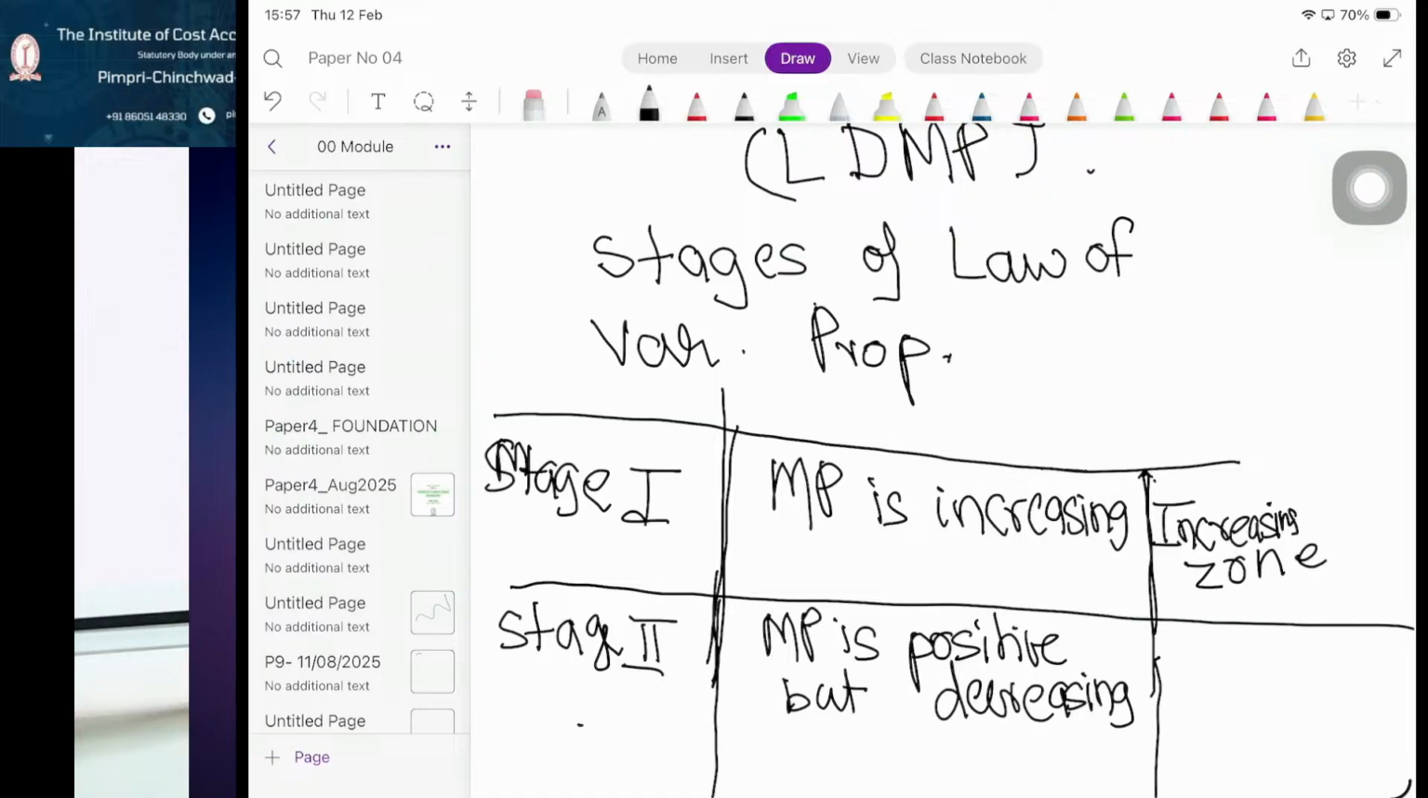Okay, so this stage 2 is generally what we call the stage of decreasing marginal product, and it is also called a rational zone because most of the firms will operate in this region.